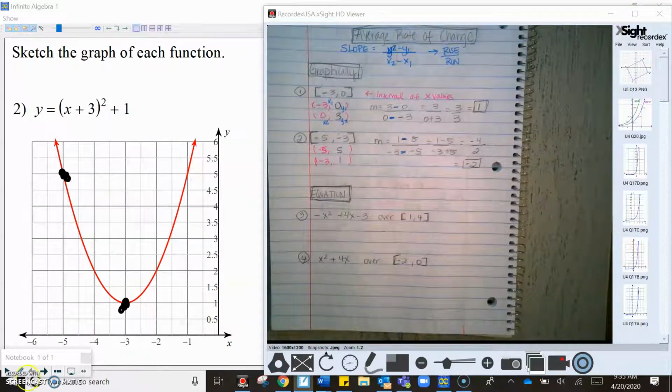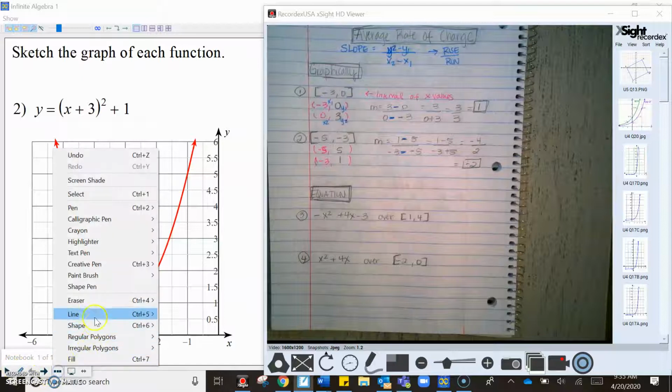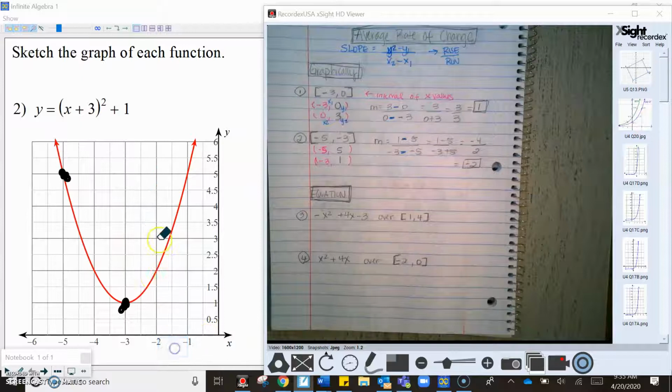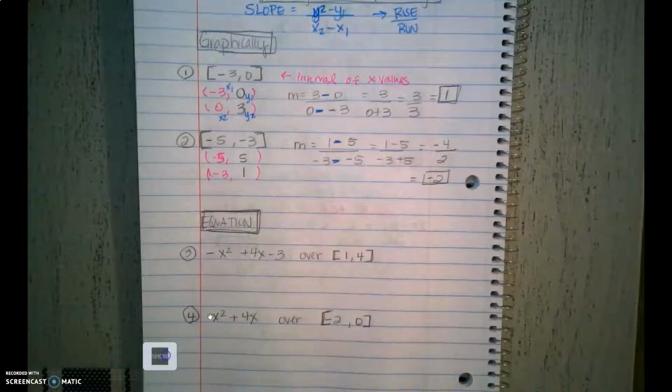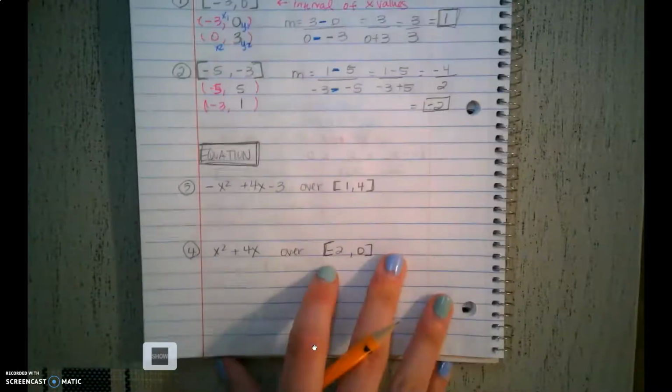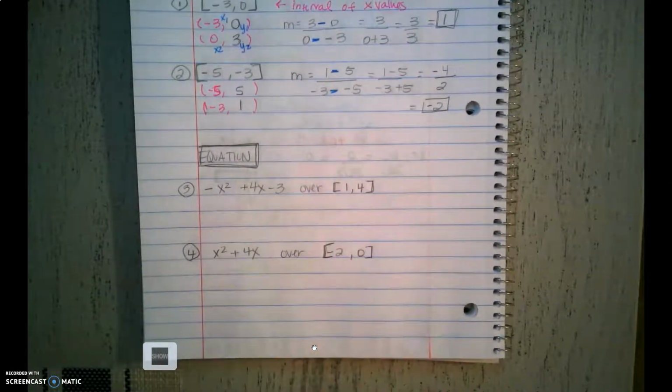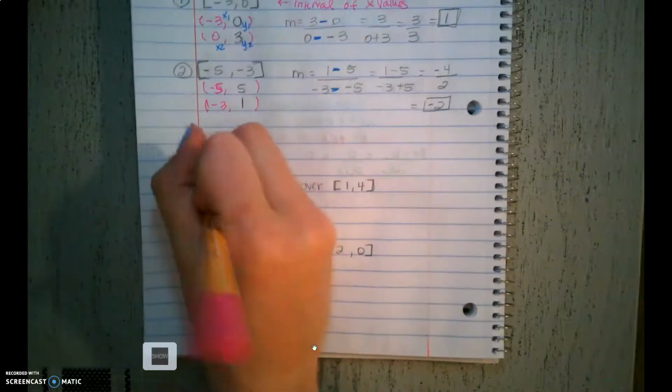All right, well, what if it wasn't on a graph? What if I didn't give you a graph and I just gave you an equation? So let's focus on that. Looking here, we have two equations, and I've given you two intervals. These intervals are still x values, so I still have an x value of 1 and 4.